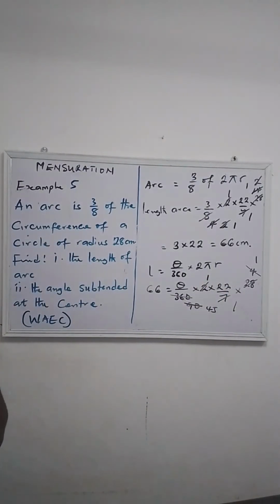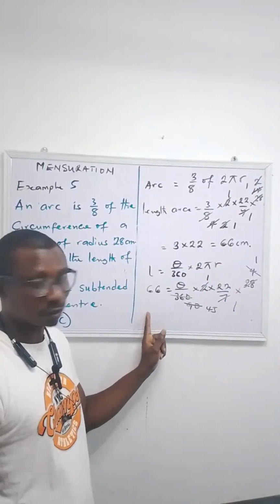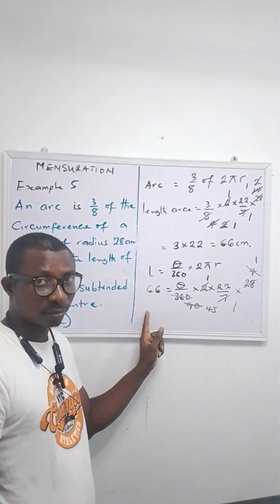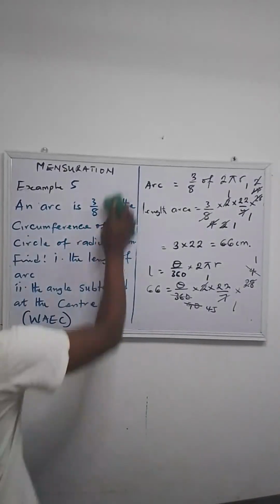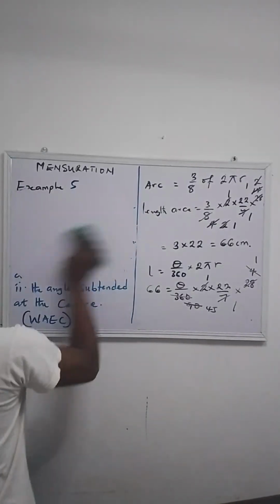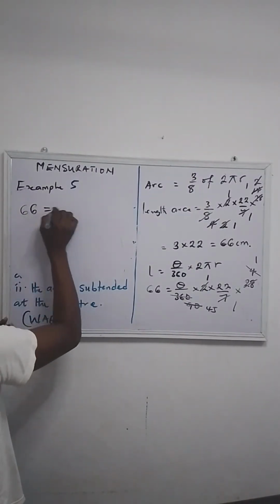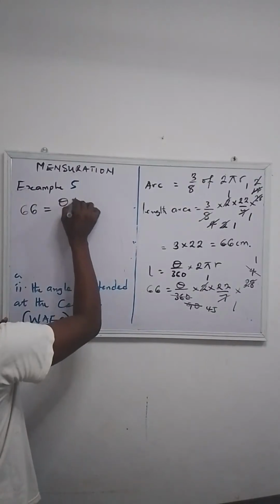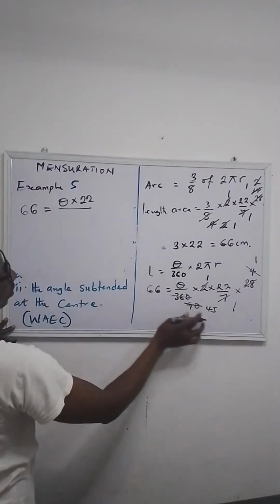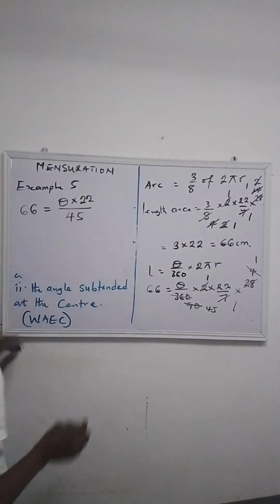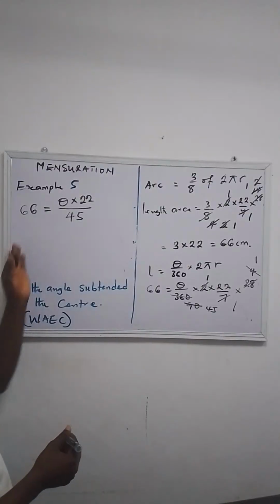Okay, another thing we can do here, we can divide both sides by 11. Or let me write it out so that it won't look confusing. So now what we are left with here, we have 66 equals theta times 22. Okay, we only have 22 in the numerator. What do we have in the denominator? 45. So you can cross multiply. If you don't want to divide directly, let's cross multiply.